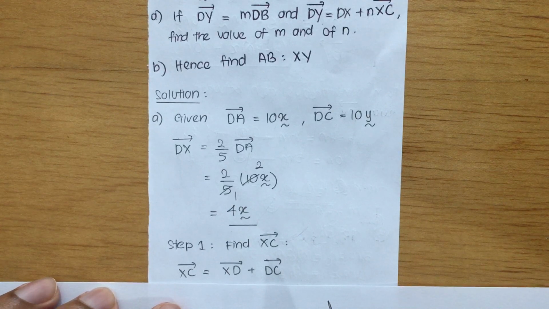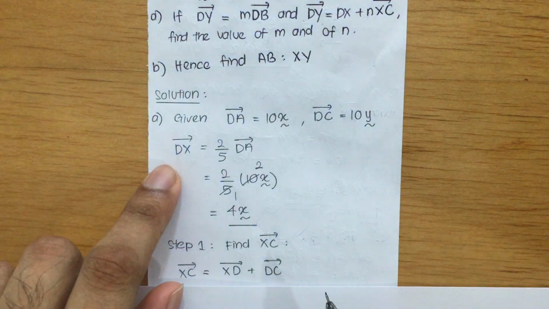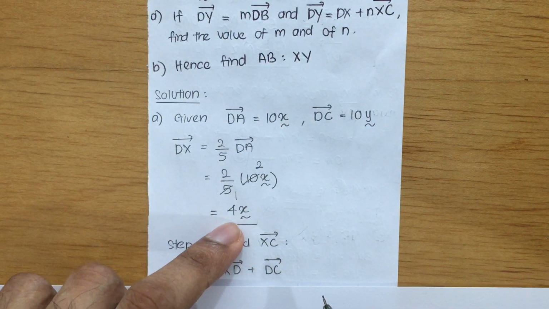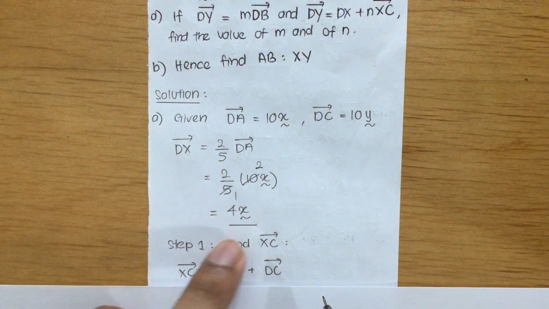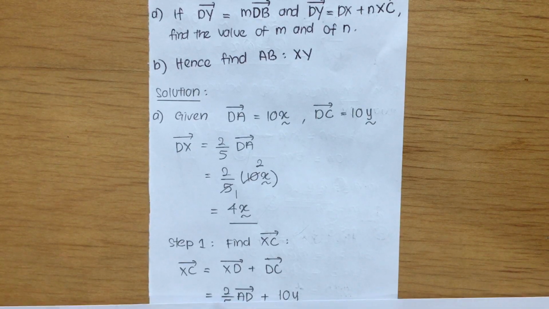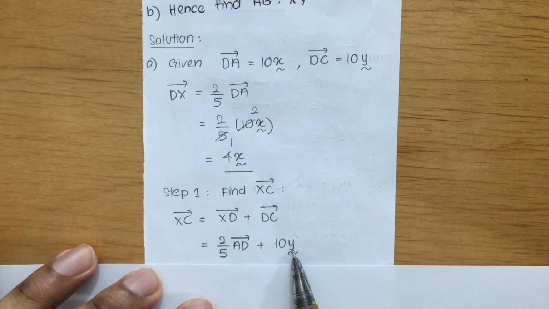Okay, your vector XD is not directly given in the question, however your vector DX is given as 4x. So vector XD is the opposite direction of vector DX, which is negative 4x. I'm showing this in terms of the length of AD, because in the question they give us DA, but I'm showing you in terms of AD. So 2 over 5 times AD plus, with tan y. DC is already given in the question as tan y.